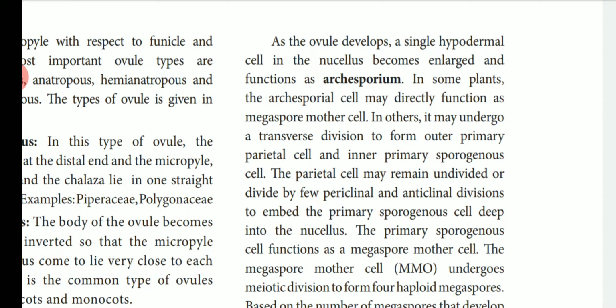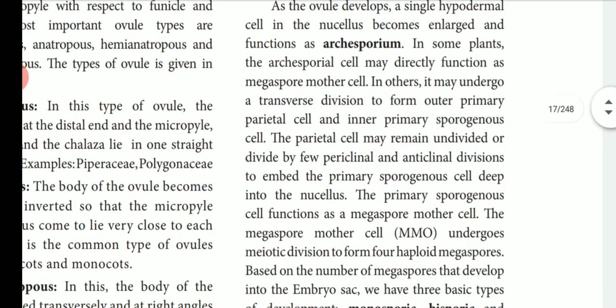So when the archisporial cell undergoes transverse division, 2 cells form: one is the primary parietal cell and the other the primary sporogenous cell. The primary sporogenous cell functions as the megaspore mother cell. This megaspore mother cell then undergoes meiotic division, and one cell forms 4 cells. So the megaspore mother cell undergoes meiotic division to form 4 haploid megaspores.